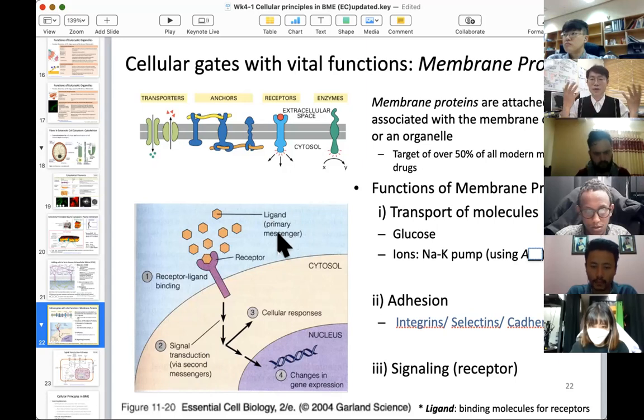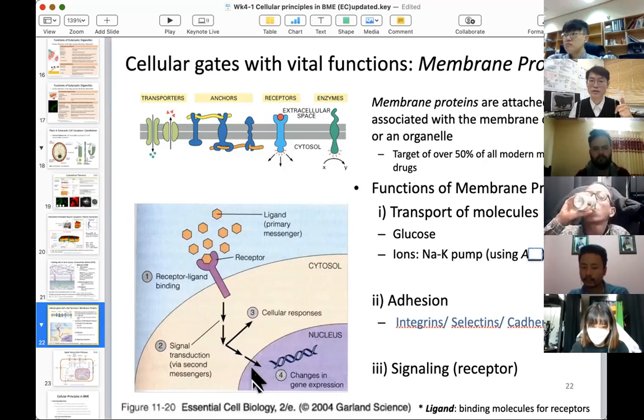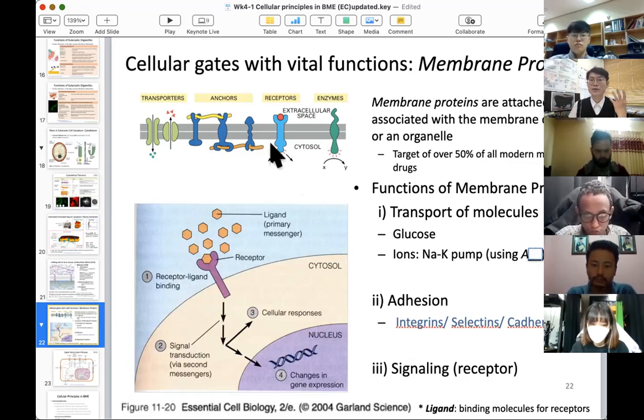And what does this eventually lead to? It leads to cellular responses, such as a cell migrating towards bacteria or something, and it also enters into the nucleus. It can change gene expression, or it can allow the cell to divide. This is such an important role that in modern medicine, almost over 50% of drugs are targeting these membrane proteins. So you see the importance of these membrane proteins. Of course, there are also enzymes which directly allow a reaction.